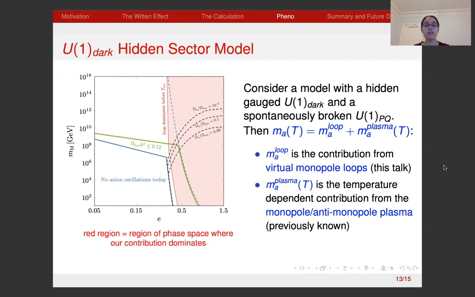Here, sigma total is composed of both axions and monopoles. So you can see these dotted black lines show what fraction of that total abundance comes from axions. What I really want to get out of this plot is that between this blue and green line, which is the valid region, there's quite a bit of that that's red. So in a lot of this region, our contribution is actually the dominant contribution to the axion potential. So it is phenomenologically relevant.